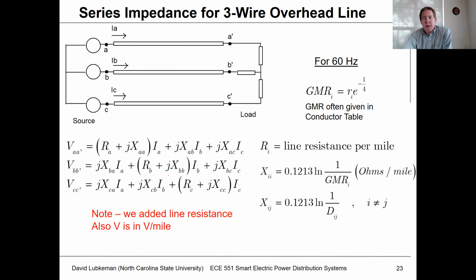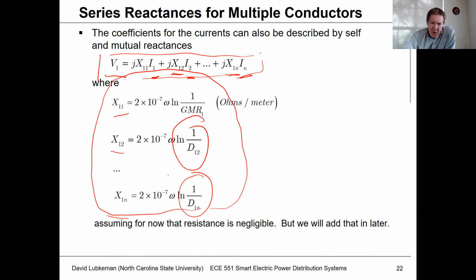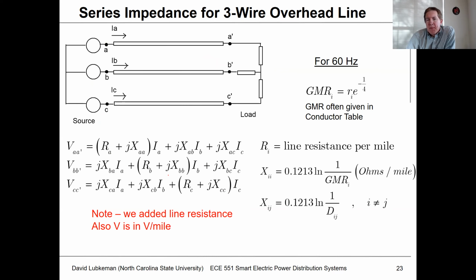All right. Now, if I'm talking about a common utility system, we could have a 3-wire system or we can have a 4-wire system. Let's start with a 3-wire overhead system. And this is going to be set up for 60 hertz. And so this would be 377 radians per second.